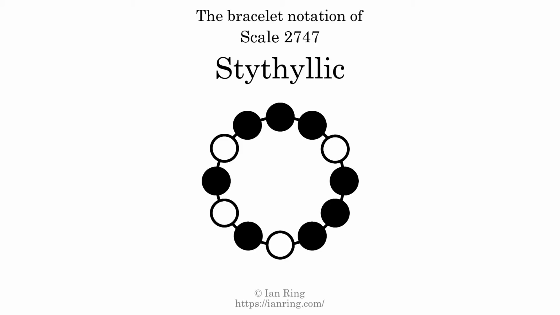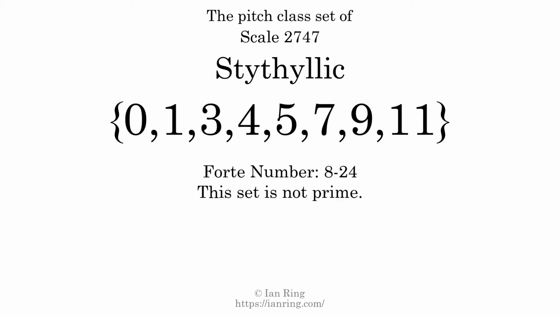This is a bracelet notation diagram of scale 2747. The shaded circles represent tones that appear in the scale, and they are read clockwise, starting at the top. The pitch class set for this scale is 0, 1, 3, 4, 5, 7, 9, 11.